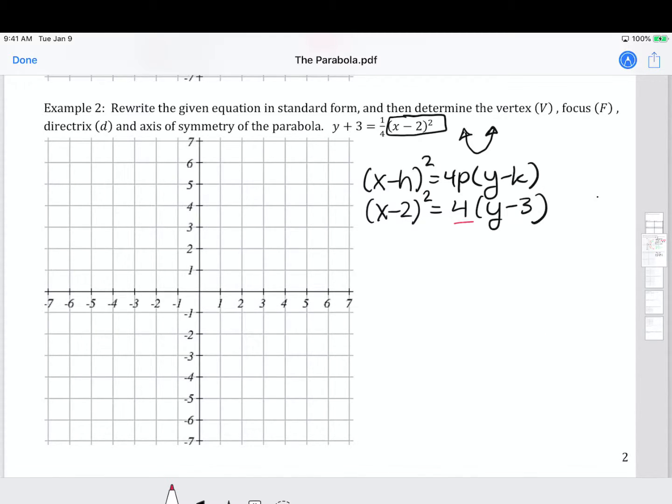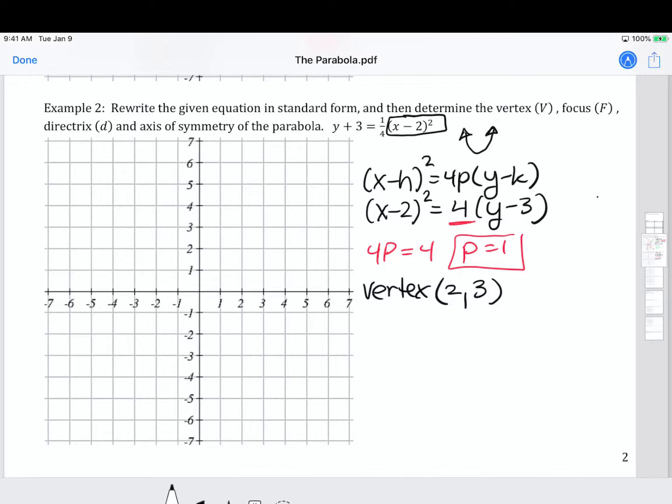Whatever is in front of the part that's not being squared is equivalent to my 4p. So 4p is equal to 4, which means p has got to be equal to 1. And this is key to graphing pretty much everything for the quadratic. Since it's been shifted, the vertex is going to be (h, k), which in this case is (2, 3).